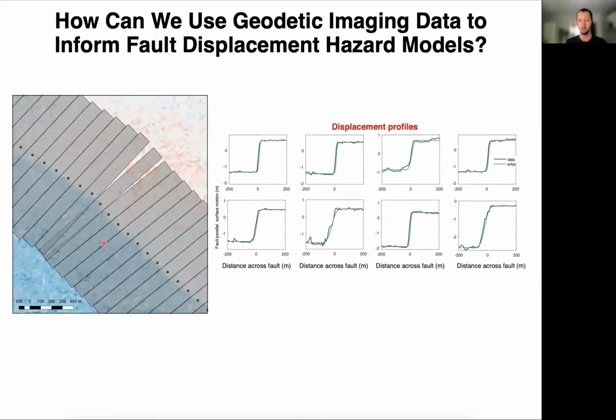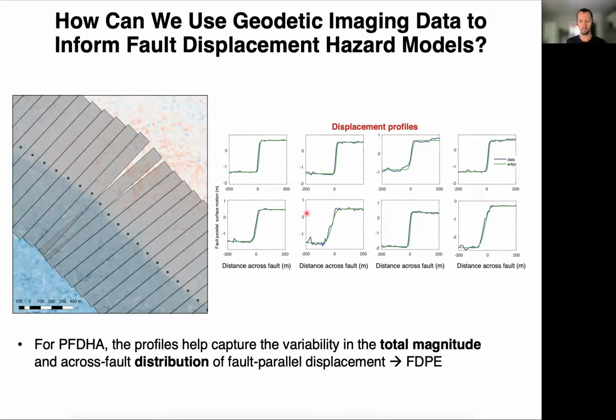We take lots of these profiles along the rupture, and this is an example showing some of these profiles, showing the variation of displacement across the fault zone. What we want to do with these profiles is understand and capture the variability in the total magnitude, so the amplitude of these profiles, and then the variability in the distribution or the width of these profiles, and then feed those to constrain fault displacement prediction equations.